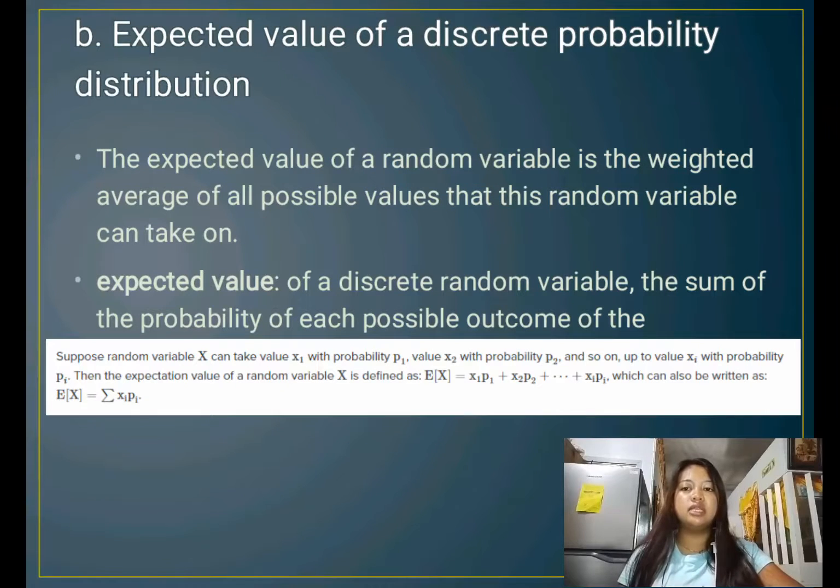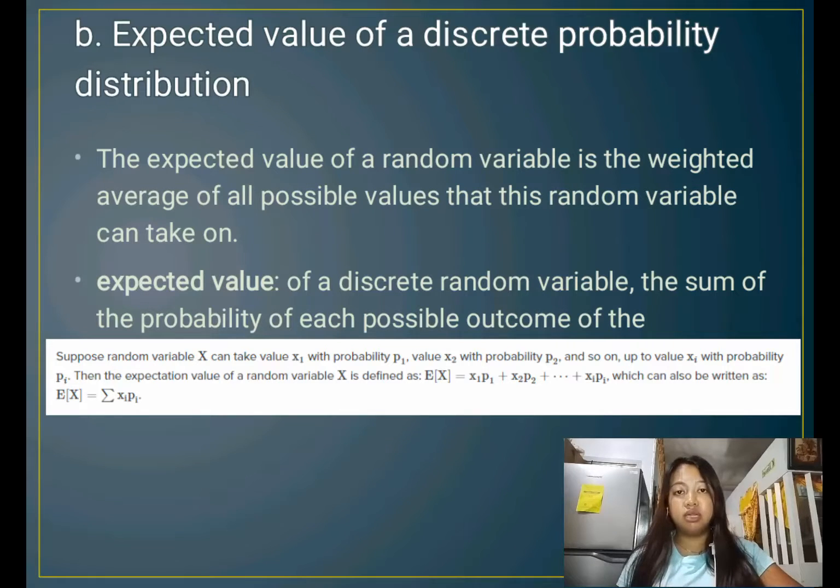The next one is the expected value of a discrete probability. The expected value of a random variable is the weighted average of all possible values that this random variable can take on. For a discrete random variable, it is the sum of the probability of each possible outcome of the experiment multiplied by the value itself.